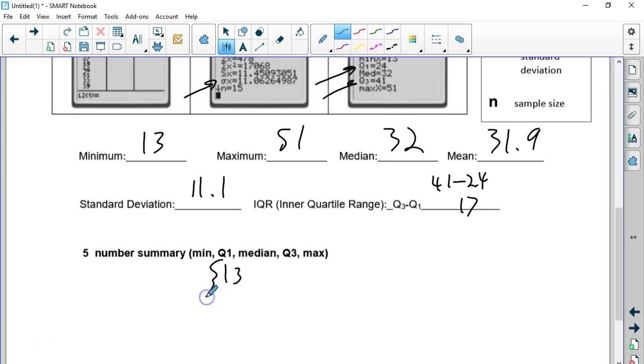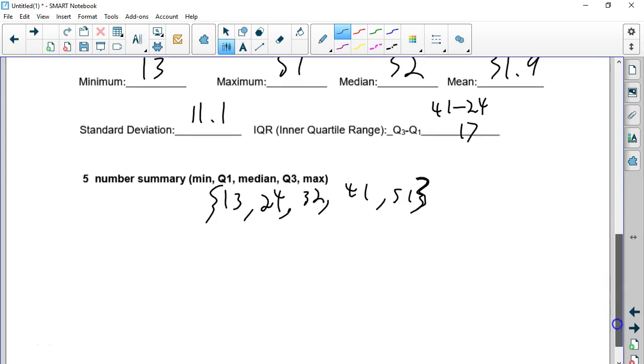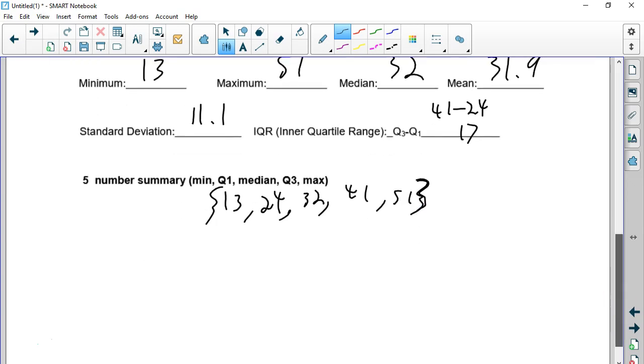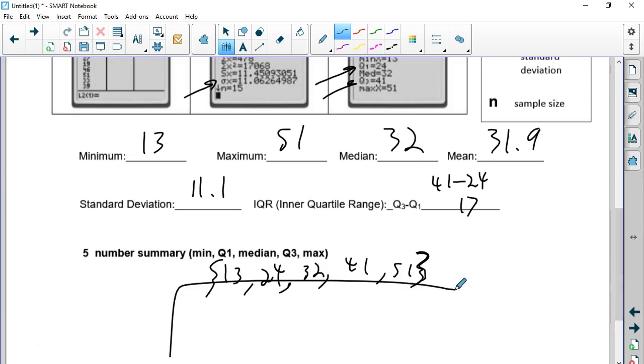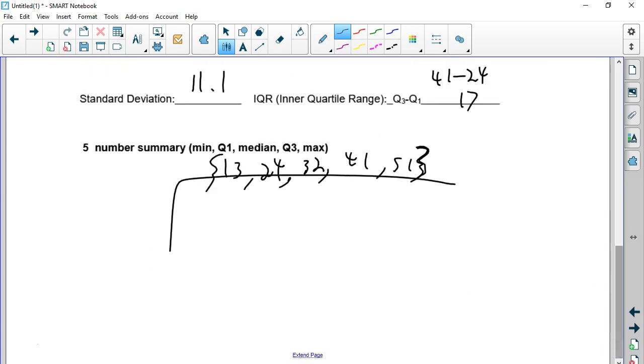13, 24, 32, 41, and 51. Just like that. That's supposed to be a bracket out of 3. And so what a box plot would look like is, with those numbers, whoops, that was not supposed to happen.